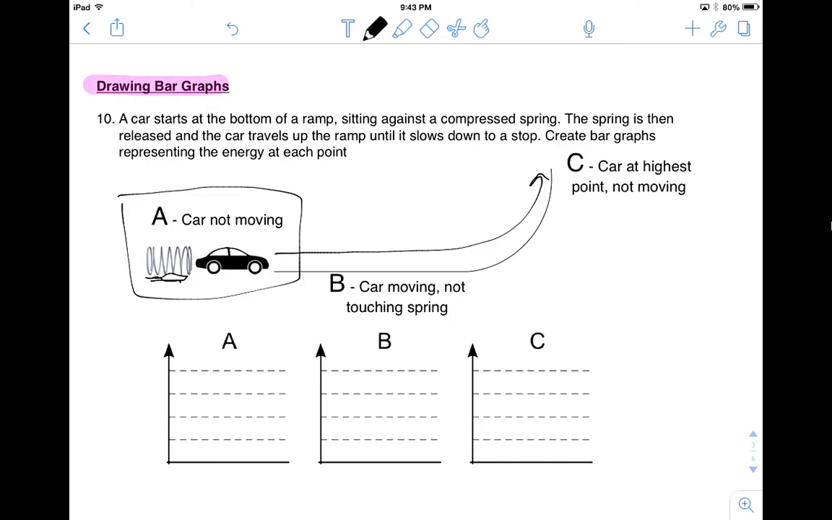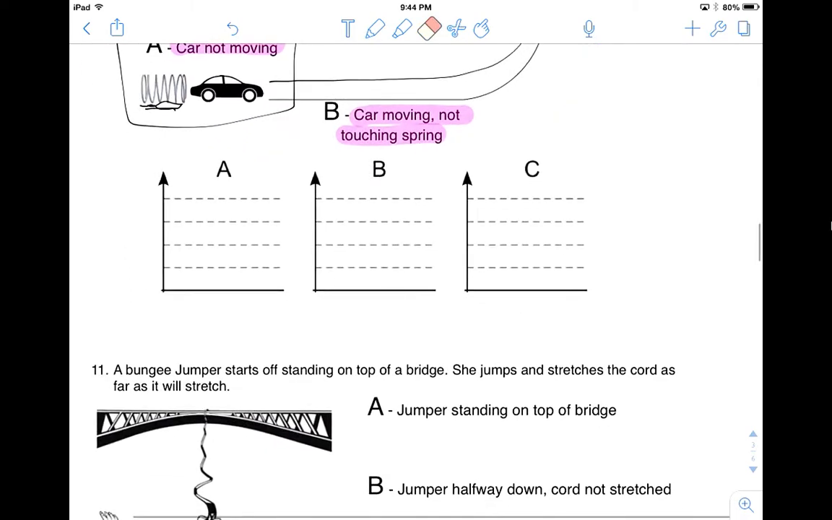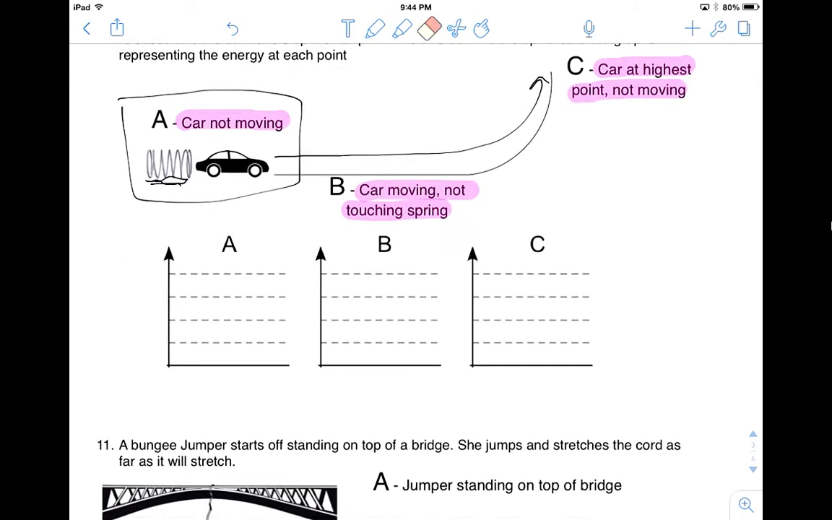Now, what is a little bit different, I went ahead and I labeled these things a little bit better. So at A, the car's not moving. At B, the car is moving and it's not touching the spring. At C, the car's at its highest point and it's not moving. So those give us a lot of clues. So let's look at point A first. All right, so the car is not moving.